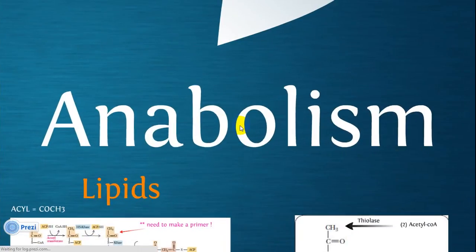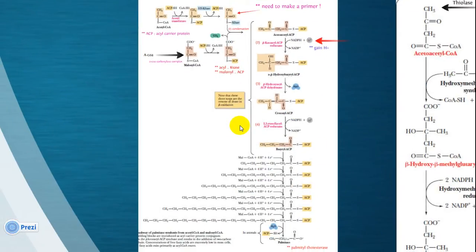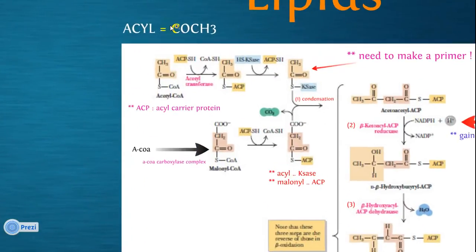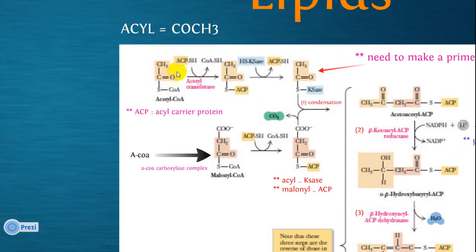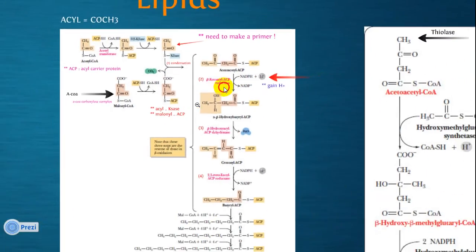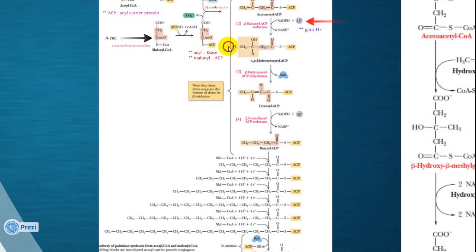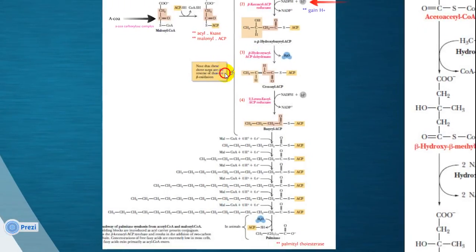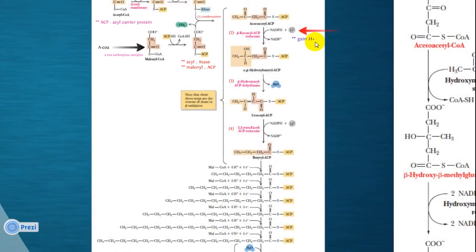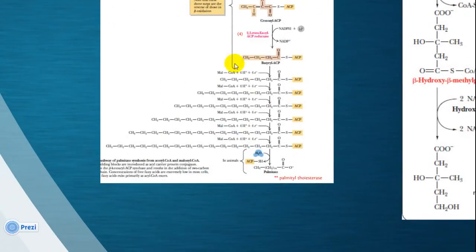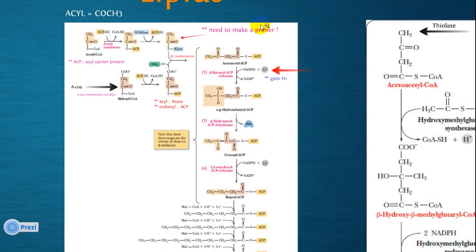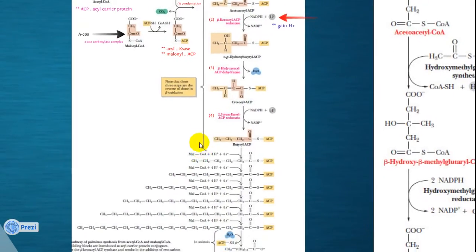The anabolism of lipids. The idea here is to see how we can build a huge lipid molecule starting from the acyl molecule. Remember that acyl is COCH3. Here it is, COCH3. Now this is the pathway that we are going to study to see how we can build lipid molecules. We will divide this pathway into two parts. This is the first part and this is the second part. In the first part we are going to see how we can make something called a primer. In the second part we are going to see how to add carbon atoms to this primer.